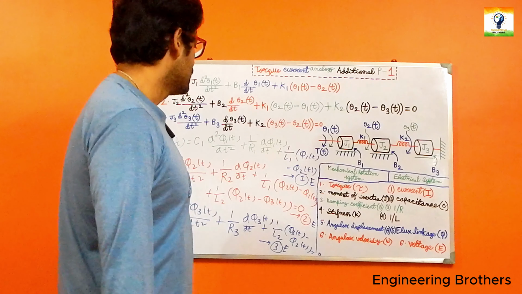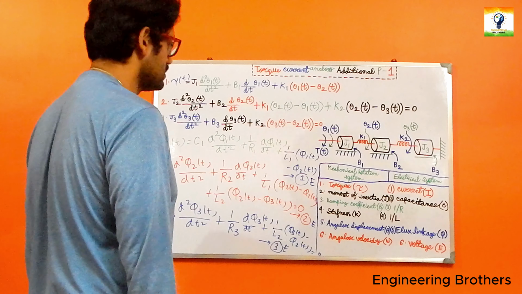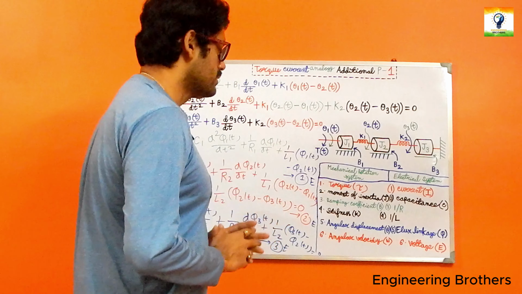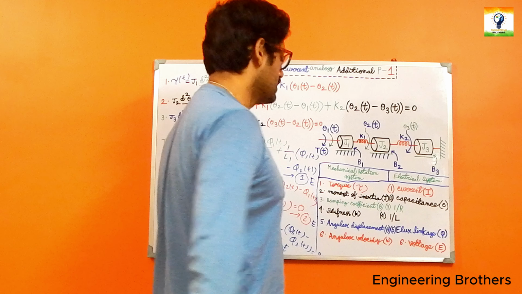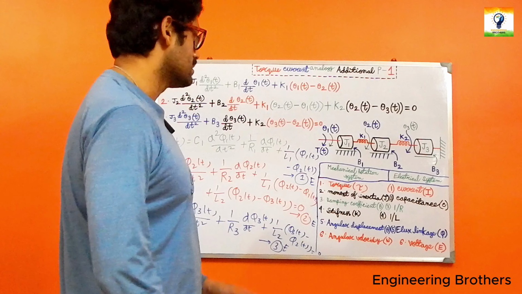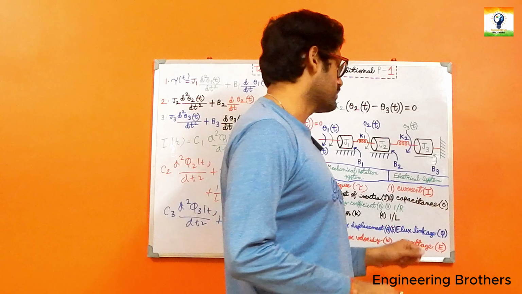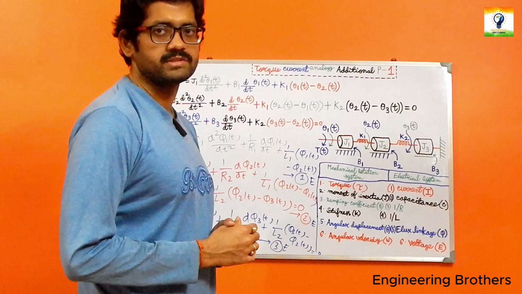In our previous part, we got our much needed converted equation for our torque-current analogies, and we have used this chart. On the left-hand side, we have our mechanical rotational system parameters, and on the right-hand side, we have the electrical system parameters.